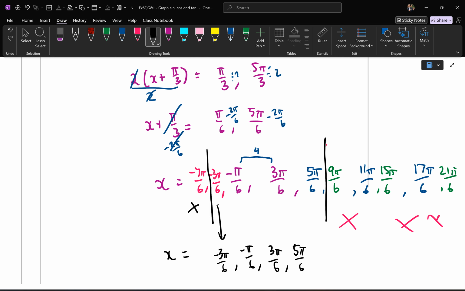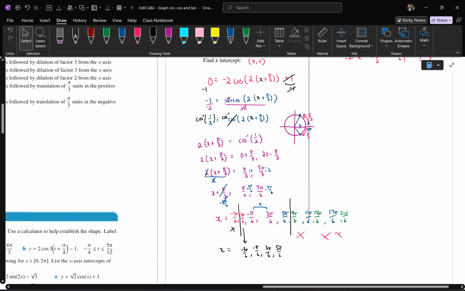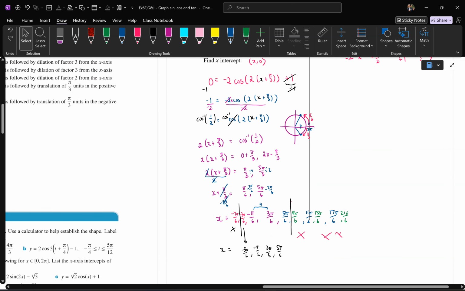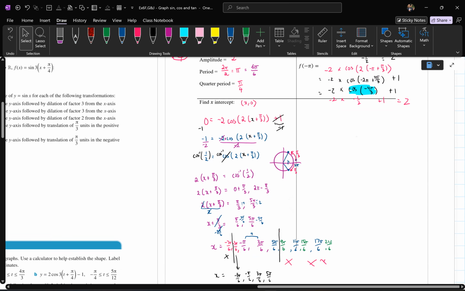So there we go. We've got our 4 axis intercepts. I don't care how you do it. Your tutors might teach you differently. This is what I found the easiest way. Just find the first 2, add and subtract the period. Right? All right, team. Now's the sketching.